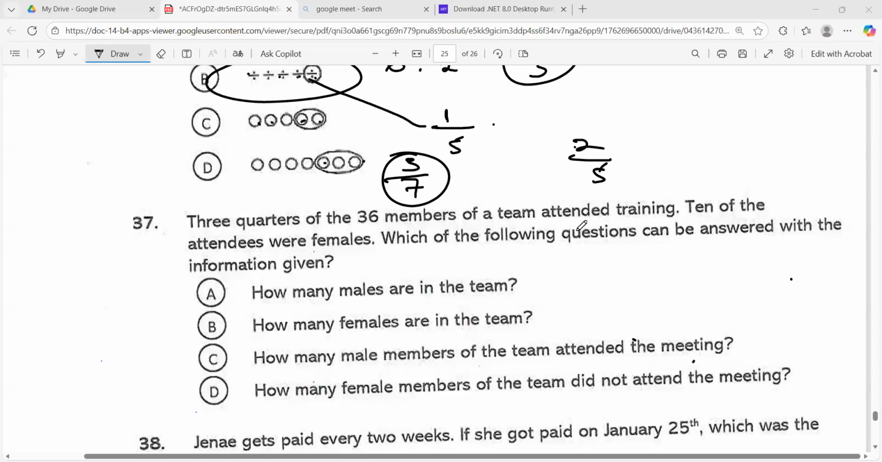So 3/4 of the 36 members of a team attended training. 10 of the attendees were females. Which of the following questions can be answered?